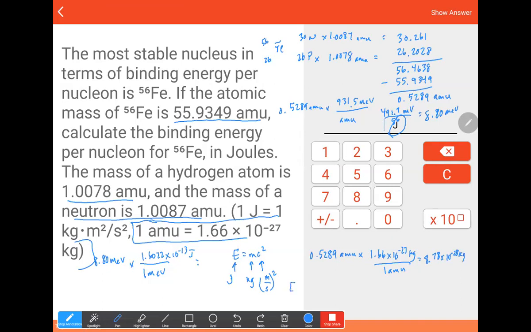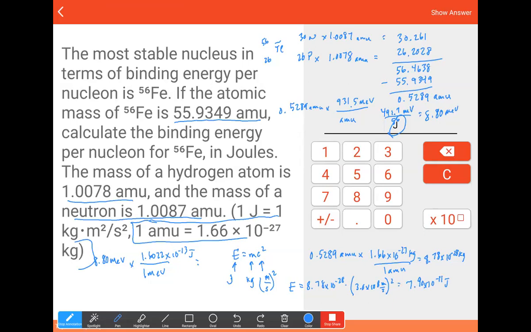So our energy is equal to 8.78 times 10 to the minus 28 times our speed of light, which is 3.0 times 10 to the 8th meters per second squared. I'm going to start with that, 3 e to the 8th squared times 8.78 e to the negative 28th. I get 7.90 times 10 to the minus 11th joules.